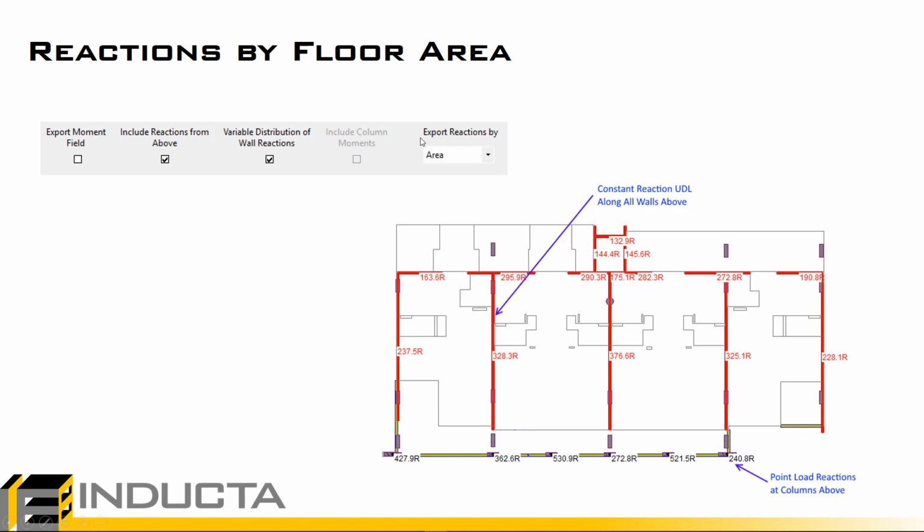So we see when we have export reactions via area, we basically have a uniformly distributed load along the length of the wall. So basically there's going to be no variation in the loading, just a common downwards load. Now for this particular case, is it an accurate representation of what will happen in reality? Probably not. We'll have a look, we'll see later why. But basically this is what we would see in this case if we had export reactions via area and include reactions from above.